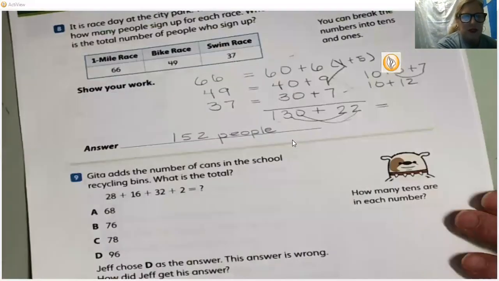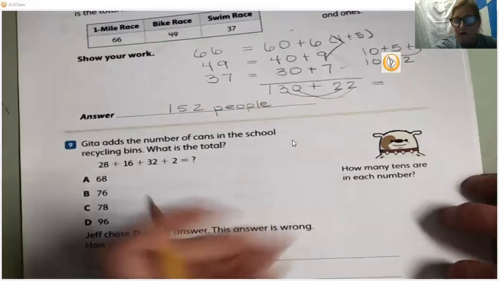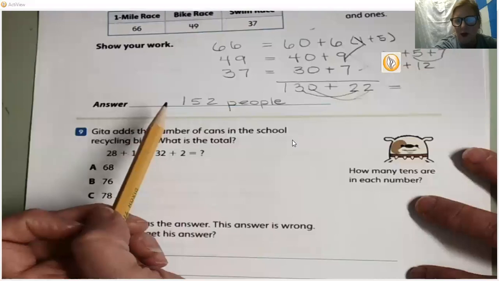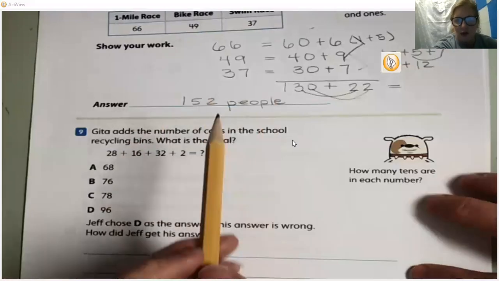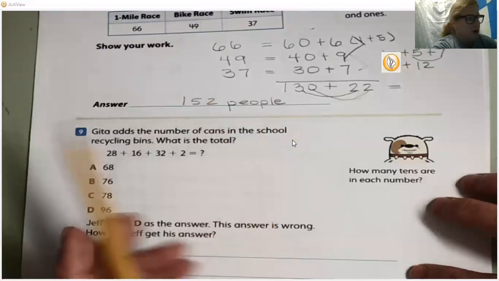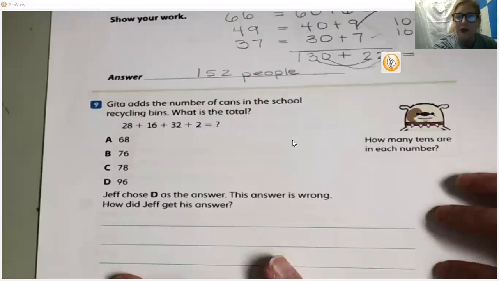So we're going to move on to the next one, number 9. So as I've said before, just pause the video if you want to write it this way or check over what I did. Please pause the video and then start it when you're ready.